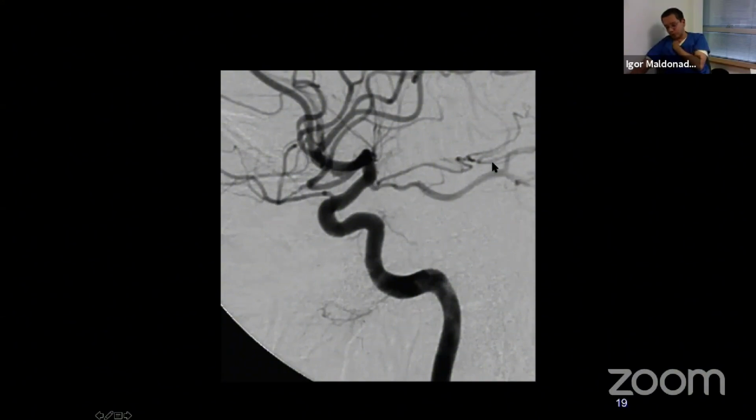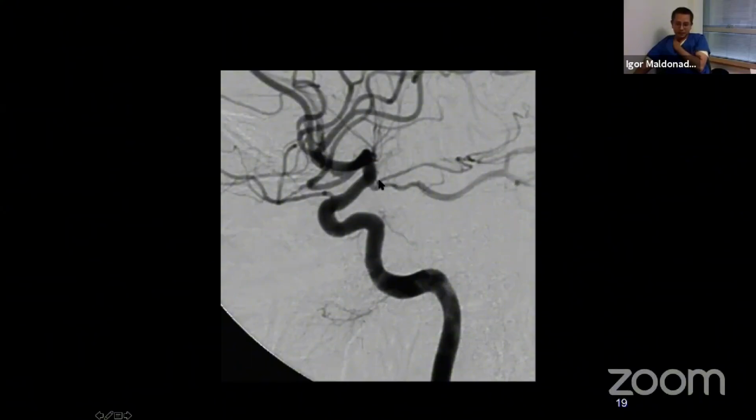And when the Willis polygon is well formed, you see the point at which contrast gets out of the posterior communicating artery and gets into two segments of the posterior cerebral artery, and you see there is some contrast washing here, and then the very typical bifurcation of the PCA.